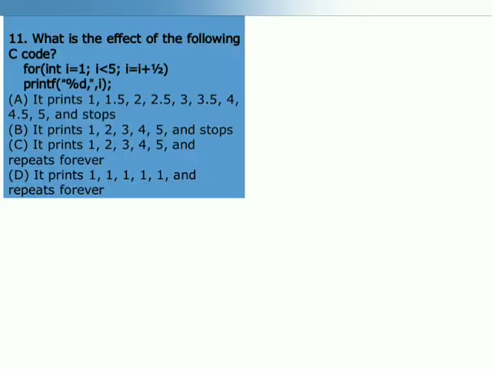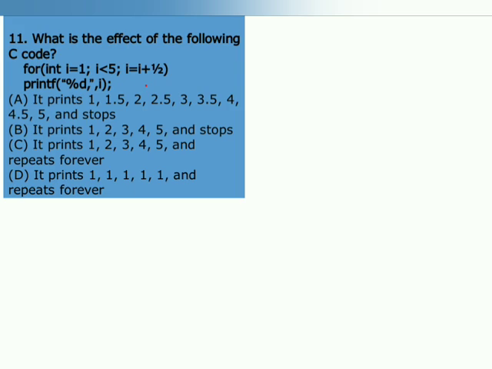Next. What is the effect of the following C code? for (int i = 1; i < 5; i = i + 1/2). So from the given code, i is initialized as an integer value and the for loop executes and prints the value. So we must find out the option that gives the output of the given code.